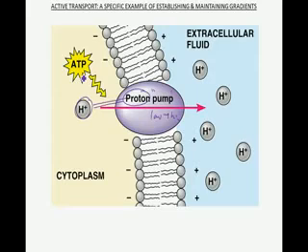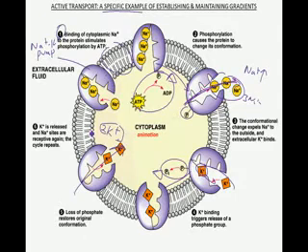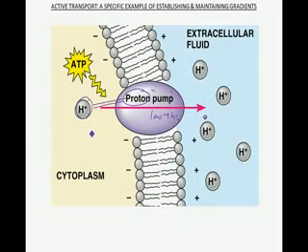And again, we're making a higher concentration of hydrogen ions on this side of the membrane, and it's lower on this side of the membrane. We will see proton pumps in cell respiration as well as in photosynthesis. So we've got different pumps, right? One specifically for sodium and potassium, one for hydrogen ions.